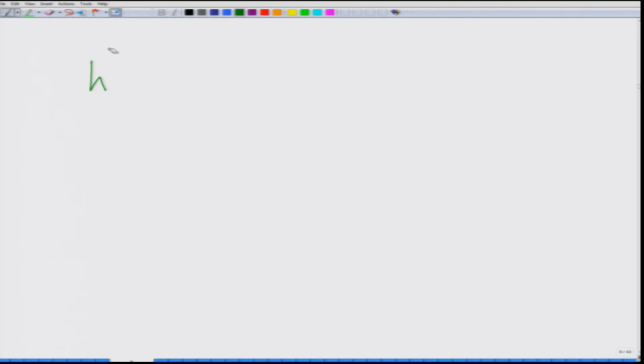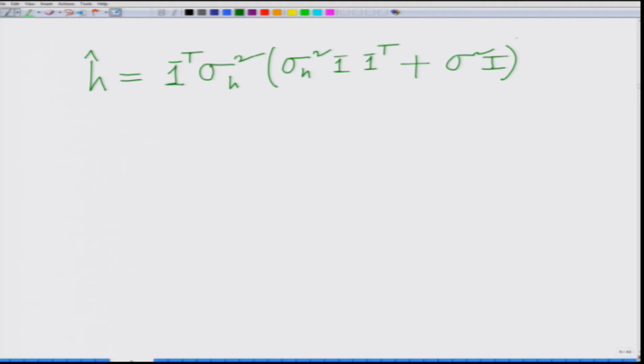H hat, that is the MMSE estimate of the parameter h at the fusion center, is 1 bar transpose sigma h square times sigma h square 1 bar 1 bar transpose plus sigma square I inverse into y bar minus 1 bar times mu h plus mu h.